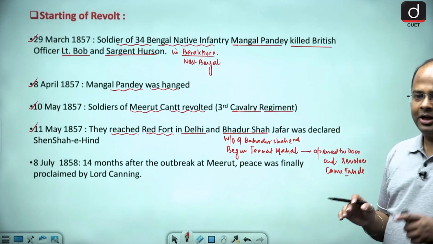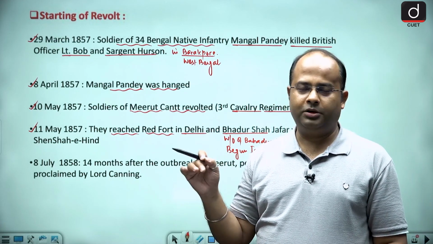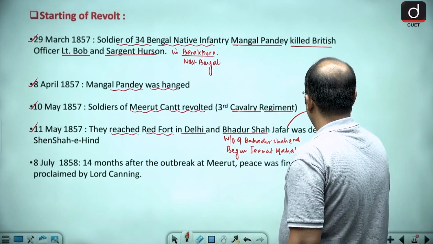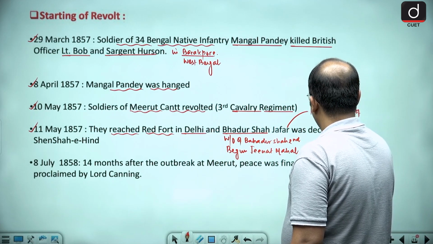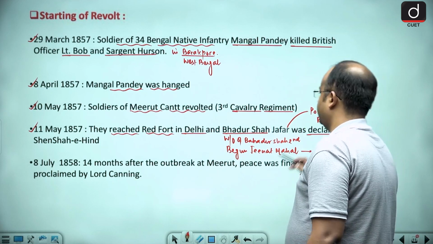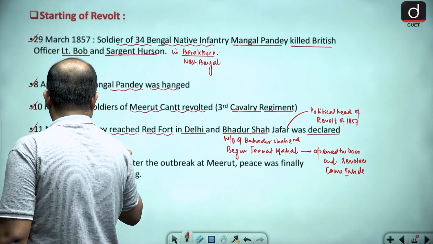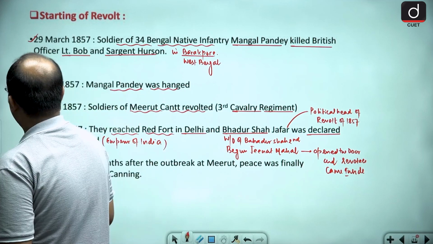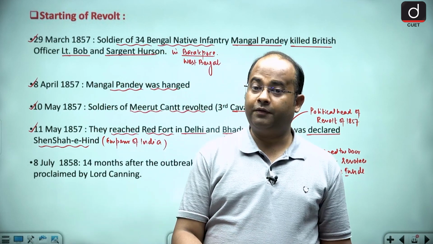These revoltees wanted to revolt against the British government under the political leadership of Bahadur Shah Zafar. So he was also declared the political head of the revolt of 1857, and he was declared Shahanshah-e-Hind, that is, Emperor of India. So he was declared Emperor of India, and you already know, my friends, that the revolt of 1857 failed.